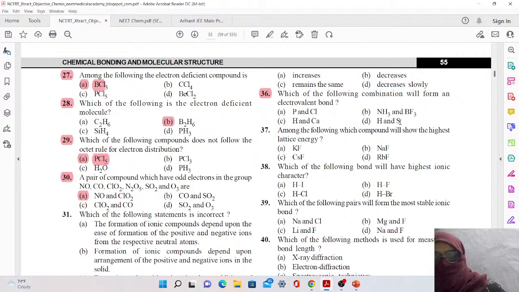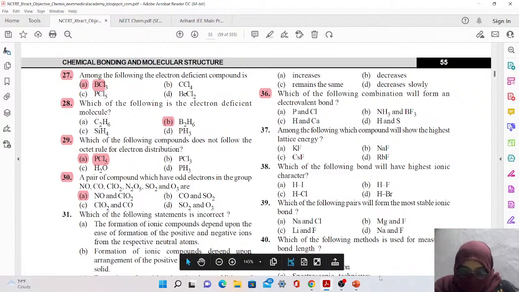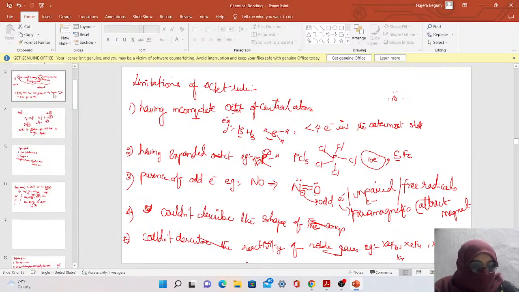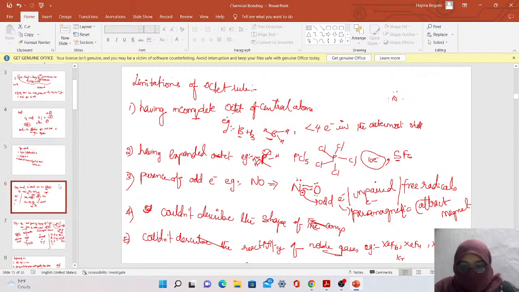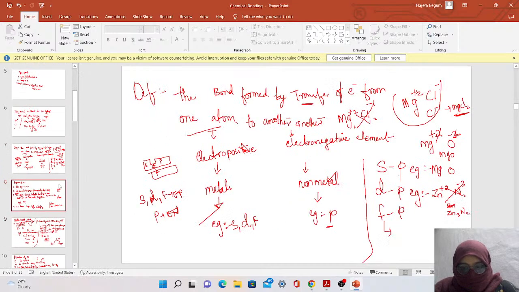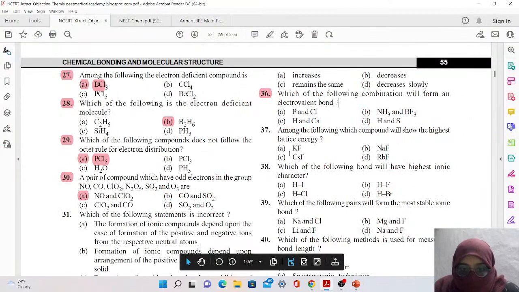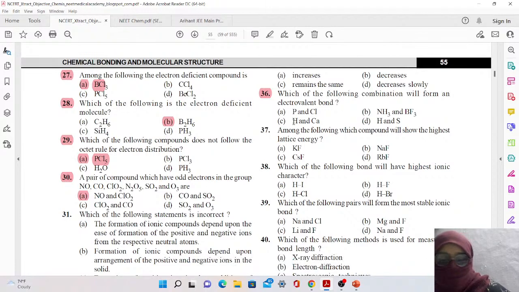Hydrogen is considered P block, calcium is D block. Do you remember I told you about D block and P block? In the first class itself I gave you the ionic bond details. If you want an ionic bond, mix any S block with P, any D block with P, or any F block with P. I already gave the explanation. So hydrogen is P block and calcium is D block, so D and P gives an ionic bond. That means C is the right answer.